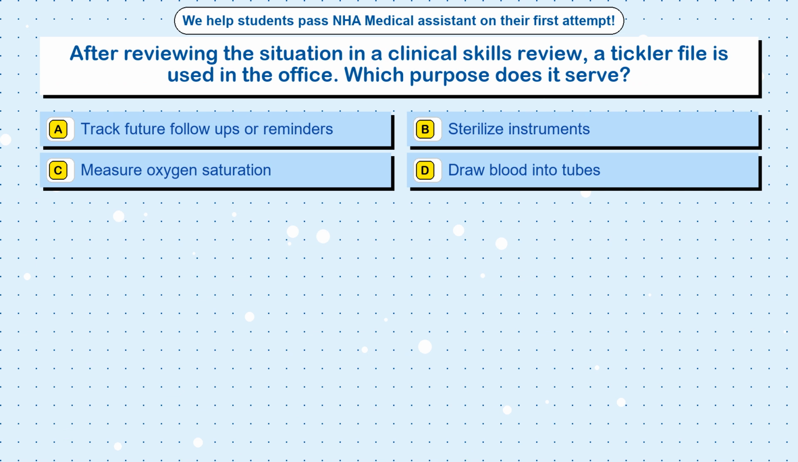Question 76. After reviewing the situation in a clinical skills review, a tickler file is used in the office. Which purpose does it serve? Option A, track future follow-ups or reminders. Option B, sterilize instruments. Option C, measure oxygen saturation. Option D, draw blood into tubes.